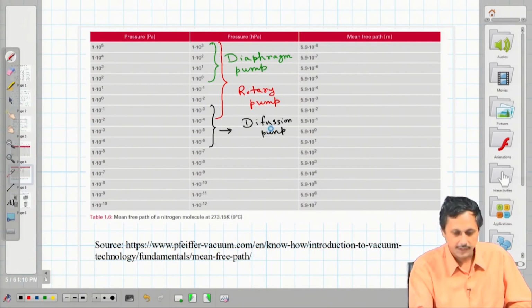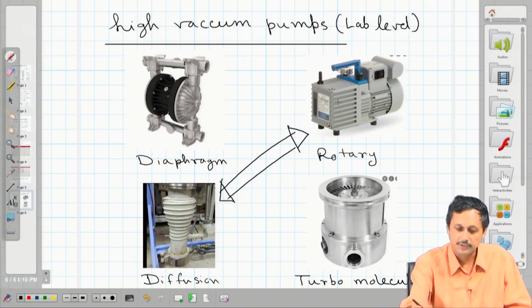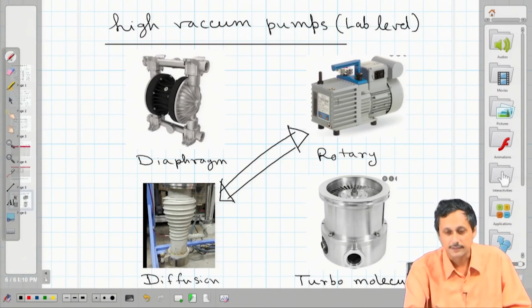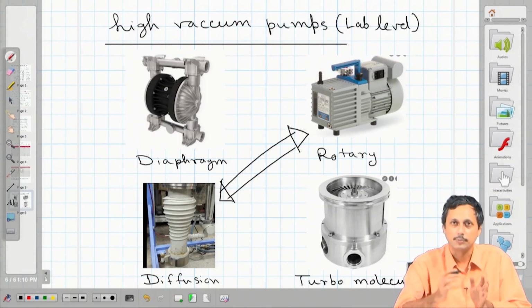And please remember that diffusion pump and rotary pump, they are always coupled together. A diffusion pump needs to have a rotary pump as its backup. So, we typically call this the roughing or backing pump, and this is called the high vacuum pump in a system. So, rotary and diffusion, they make a good pair.